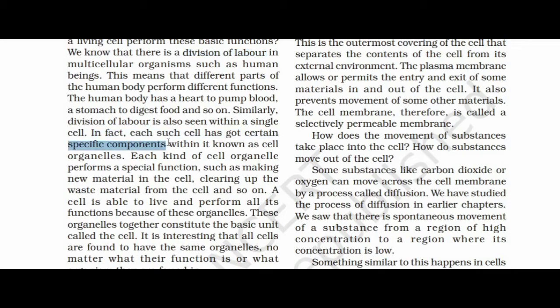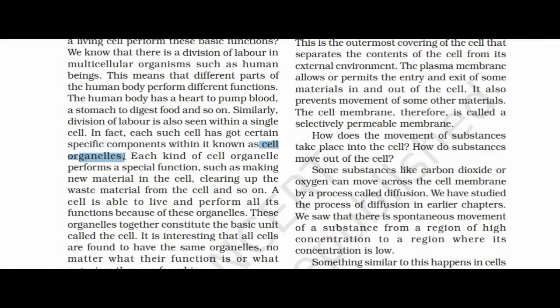They are the parts, and the parts of a cell are called cell organelles. The different parts of a cell are called cell organelles. Each kind of cell organelle performs a special function, such as making new material in the cell, clearing up the waste material from the cell, and so on. So each and every cell organelle, each part of the cell, has its own function.